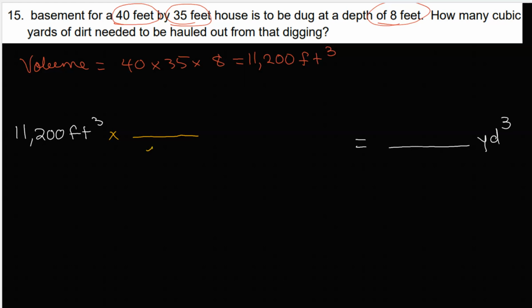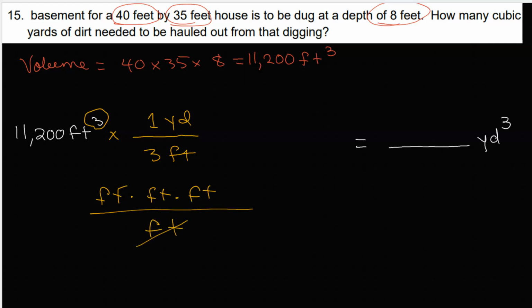We can't just go and say, oh, look, there are 3 feet in 1 yard. That's not going to work because this right here is cubic foot. If you think about it, cubic foot is foot times foot times foot. And if you divide by just foot on the bottom, you're going to end up with square foot, right? So that's not going to work. So what we will need to do is figure out how many cubic foot are there in 1 cubic yard before we use it.